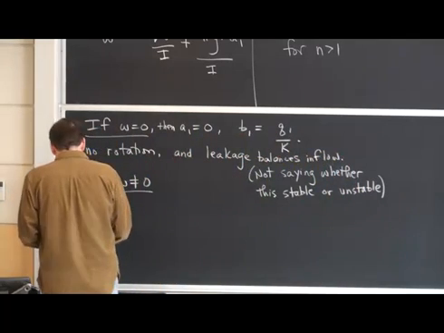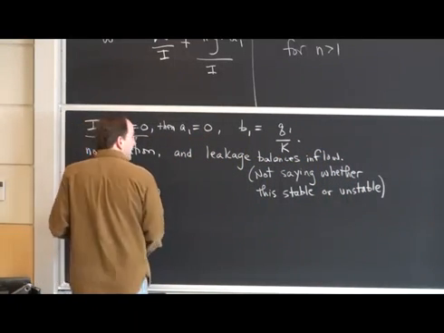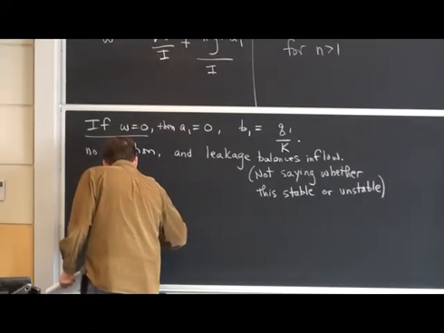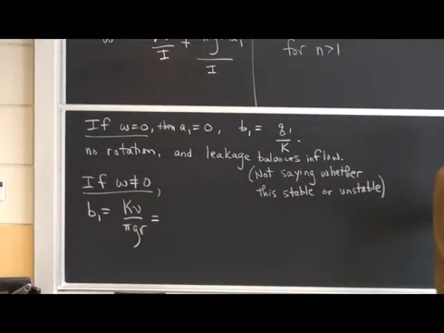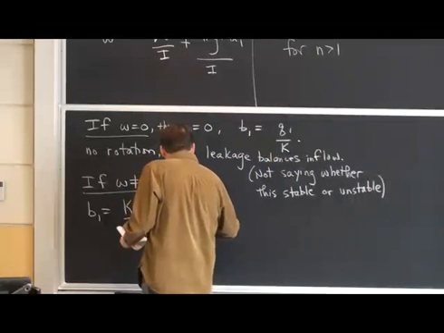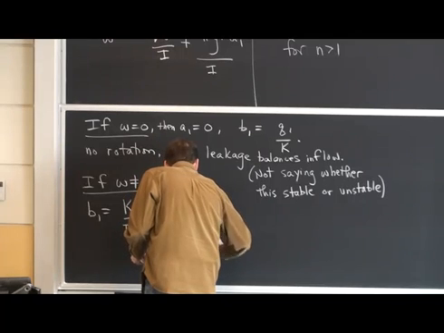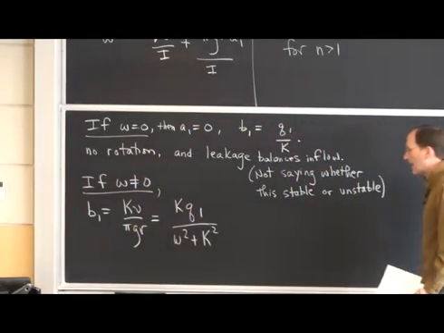And so then B1 is K nu over pi GR. But on the other hand, we have this equation 4 for B1. So that's another equation for B1. That says that it's supposed to be KQ1 over omega squared plus K squared. And then you can see you can cancel out the K's.